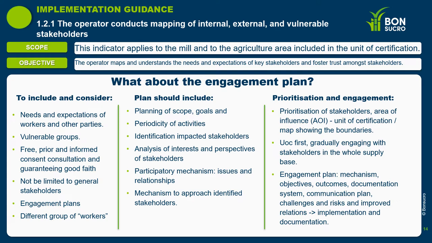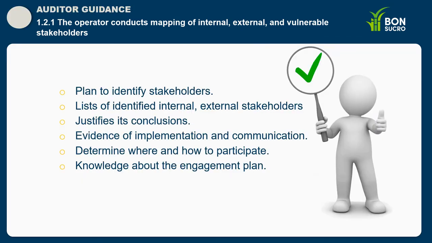To prioritize these stakeholders, we need to include the area of influence, the unit of certification, the engagement plan, and all the information to identify which stakeholders are more important, less important, and which stakeholders are a priority for the organization. This is the key point of the engagement plan that we are looking for in this indicator.